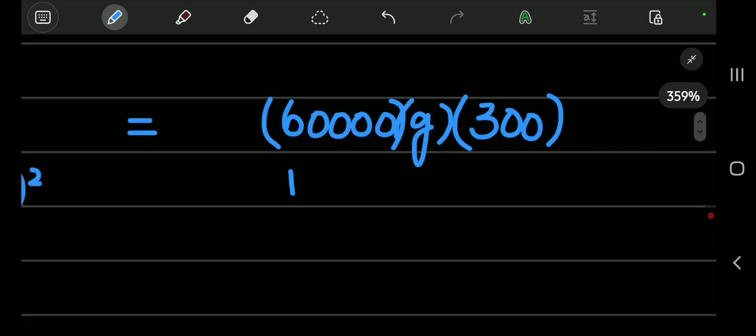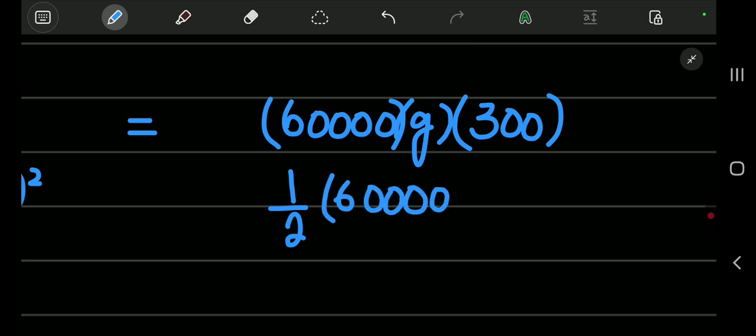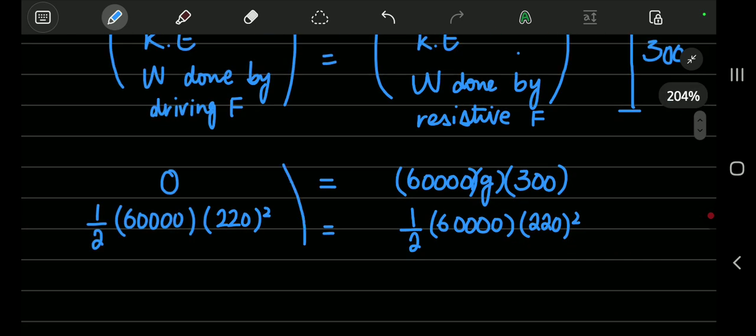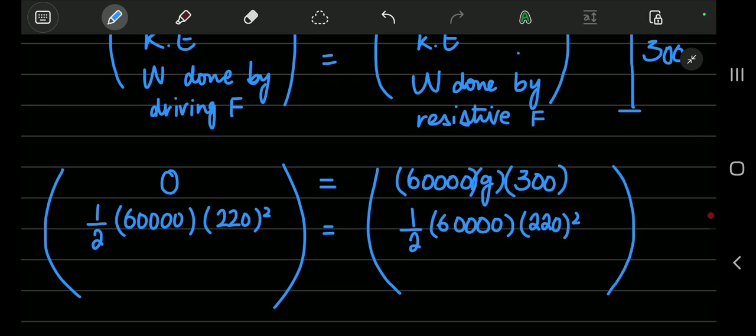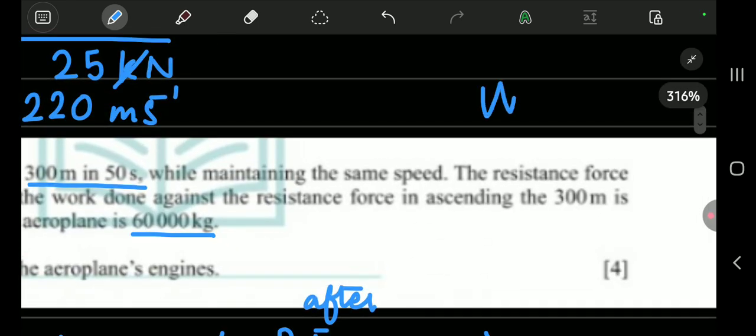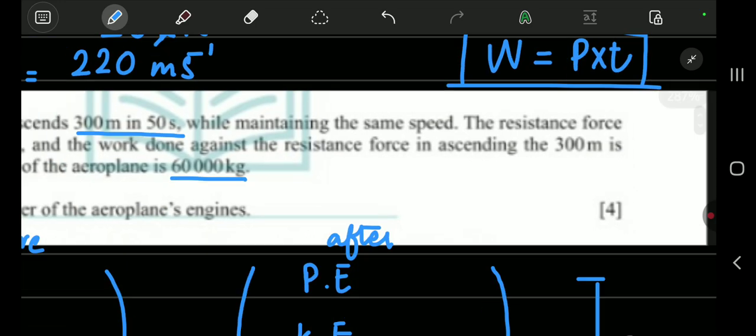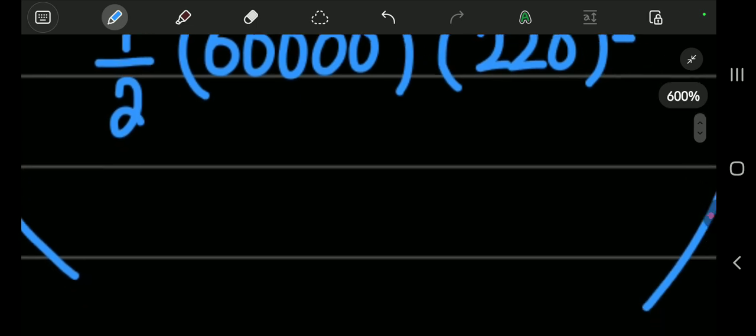Then we have half m v square again, because when it is ascending they say that it is at the same speed. So the same kinetic energy will be afterwards also. Then we have work done by driving force. So what is work done by driving force here? There are two formulas for work done by driving force. In case of power, when they have given you the power and the time, work done is power times time. So we use that version of the formula here.